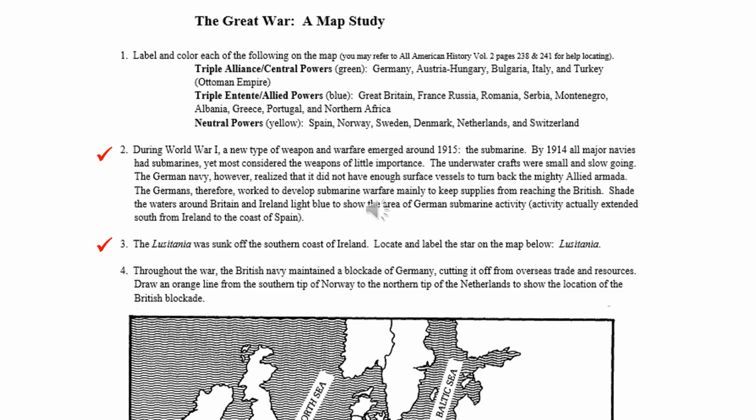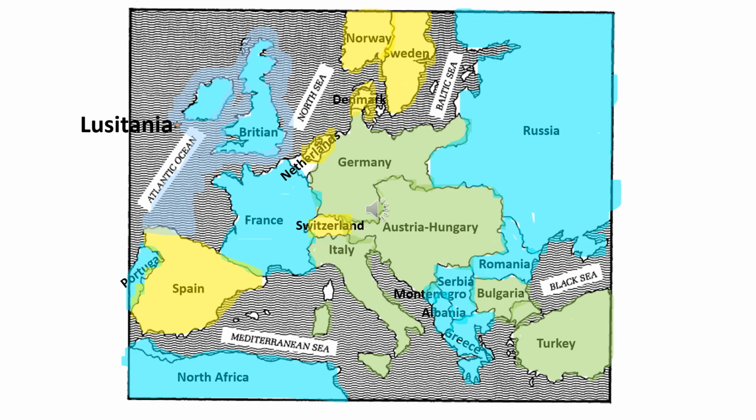And finally, number 4 says, throughout the war, the British Navy maintained a blockade of Germany, cutting it off from overseas trade and resources. Draw an orange line from the southern tip of Norway to the northern tip of the Netherlands to show the location of the British blockade. We'll go ahead and fill that in.